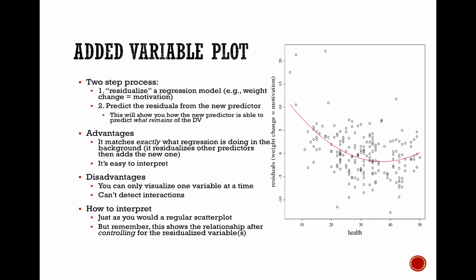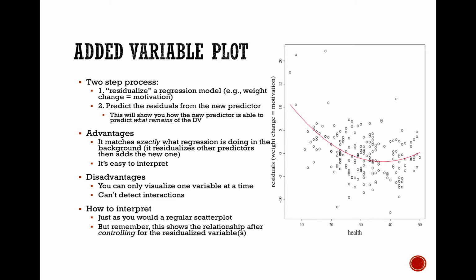So the advantage of this is it matches exactly what regression is doing in the background. Remember how I said regression is like an angry parent who says, if y'all are going to fight about it, nobody gets the toy? Well, it's the same idea. If two variables are sharing information and equally able to, and that information predicts the y, then nobody gets credit. Instead, you get credit for your unique contribution.